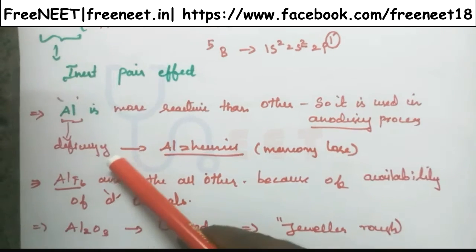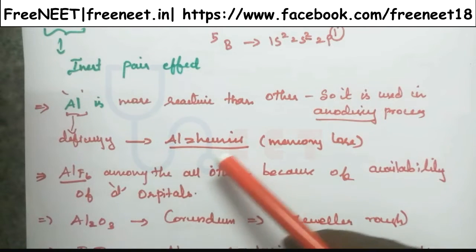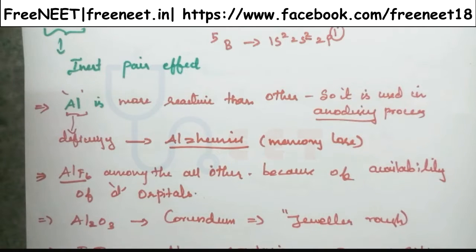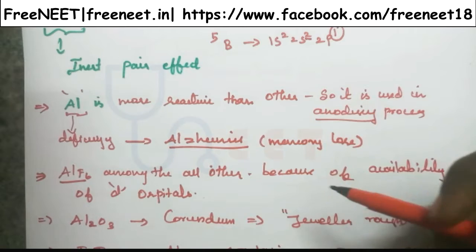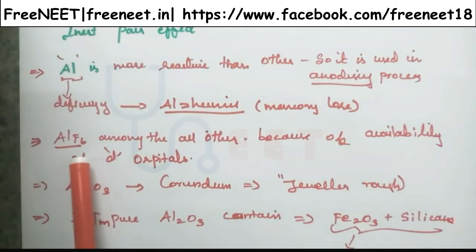Deficiency of aluminium in our body can cause Alzheimer's disease. Alzheimer's means memory loss. The deficiency of aluminium causes a memory loss disease, which is named Alzheimer's. Then aluminium only forms a hexafluoride compared to all the five.